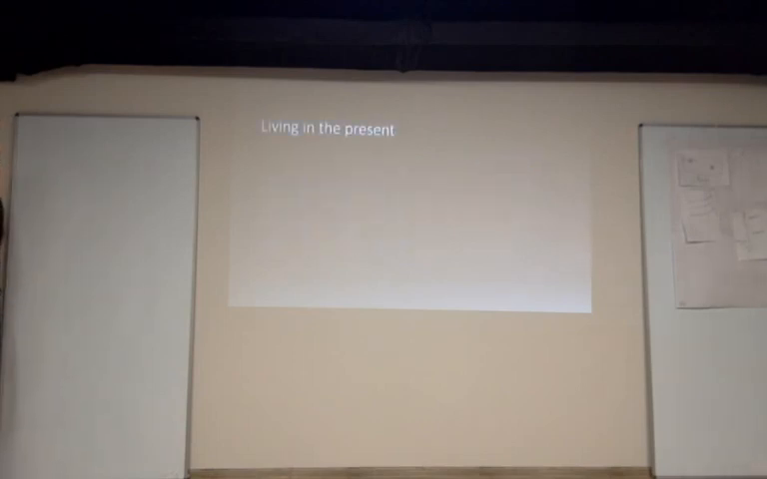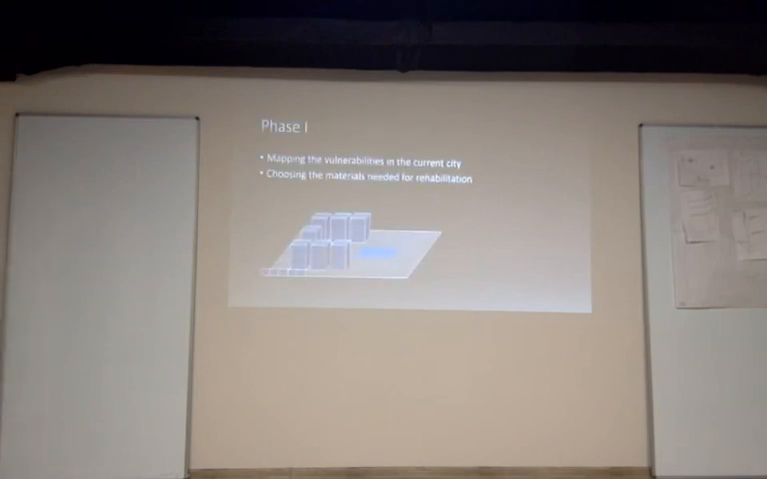Let's live now in the present. We have three phases in which we want to rehabilitate the whole city. This is phase one. In phase one, we make a map to measure the vulnerabilities of the buildings in Karasinti. And after that criteria, we can search the buildings like schools and hospitals for high priority vulnerable buildings. And then we can start phase two.